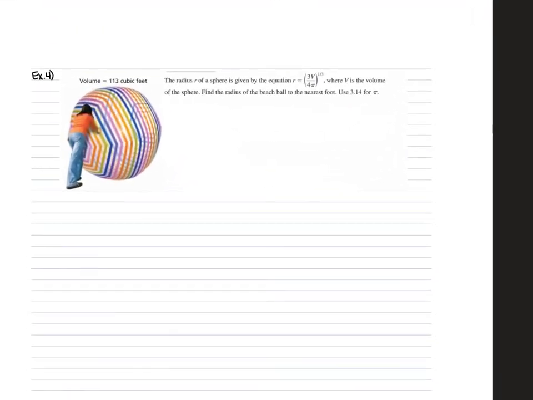For our last example, it tells us that the radius r of a sphere is given by the equation r is equal to 3 times v over 4 pi, all raised to the 1/3 power, where v is the volume of the sphere. Find the radius of the beach ball to the nearest foot. Use 3.14 for pi. It tells us that the volume of this ball is 113 cubic feet.